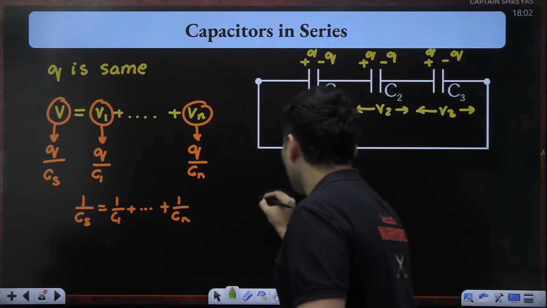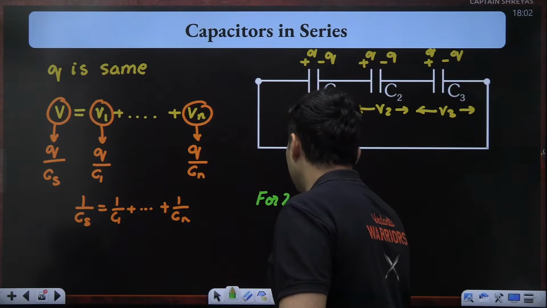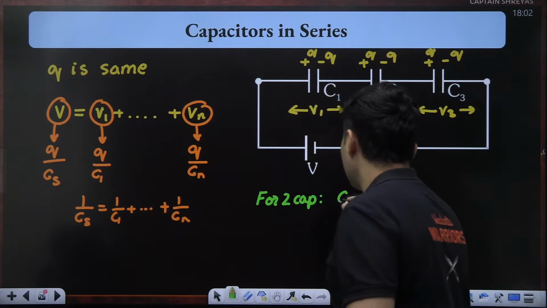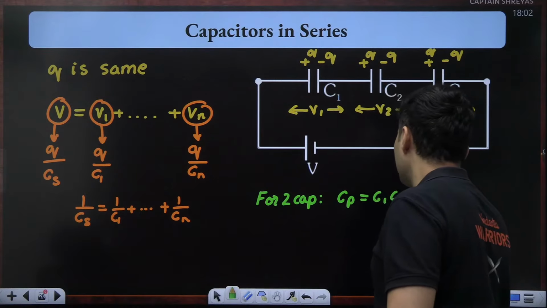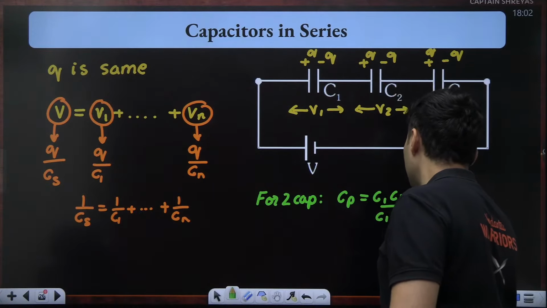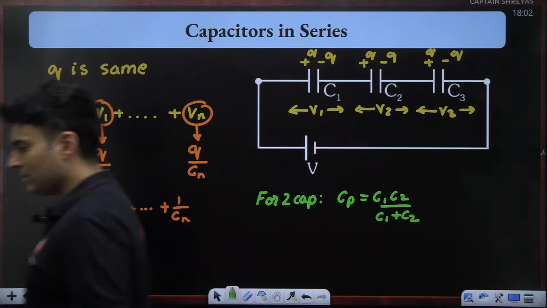And of course, for two capacitors, Cs will be nothing but C1 C2 divided by C1 plus C2. Only for two capacitors.